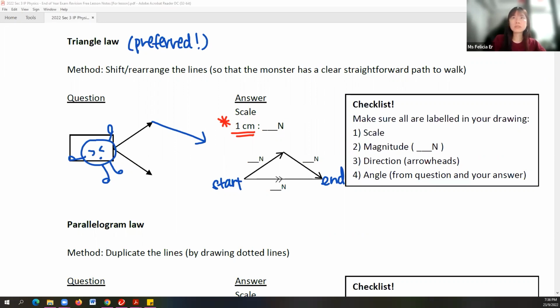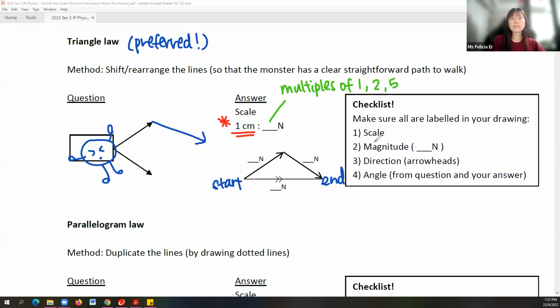Then next thing to take note is that whenever you have a scale, make sure that it must be in multiples of 1, 2, and 5. Can you follow me and copy this down? It has to be in multiples of 1, 2, and 5. So if you were to give me a scale of maybe 1 cm is to 3 Newton or 1 cm is to 7 Newton, then your teacher will actually minus 1 mark for scale. So take note, you must have the correct scale.